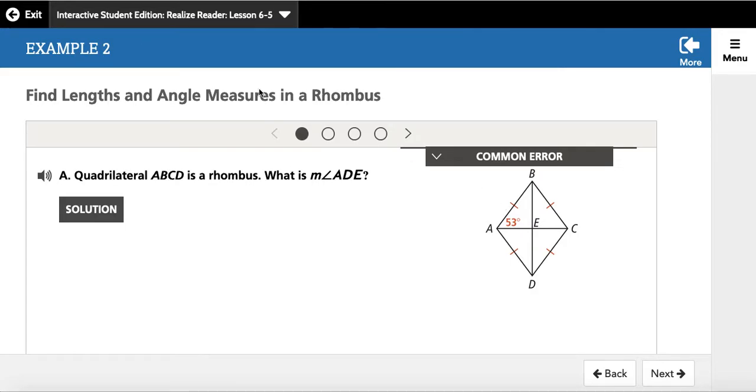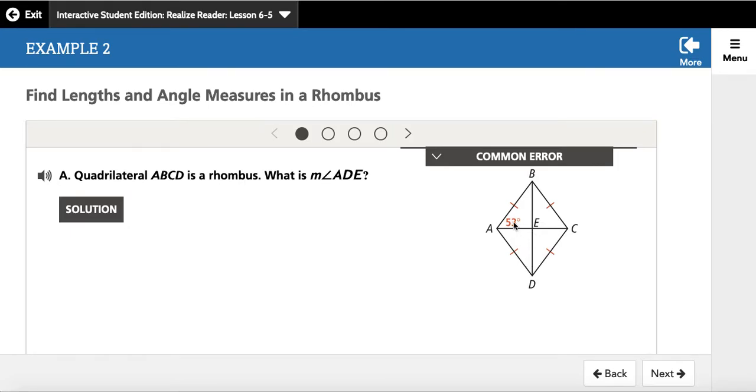Okay, geometry students, here's a video for example 2 for section 6.5, finding the lengths and angle measures in a rhombus. Quadrilateral ABCD is a rhombus. What's the measure of angle ADE? ADE is this one down here.